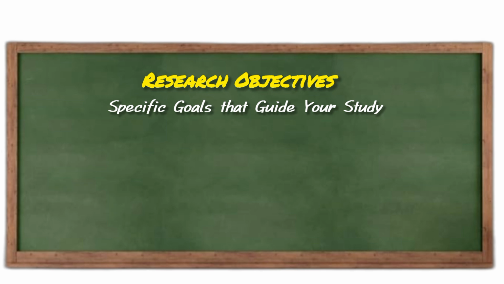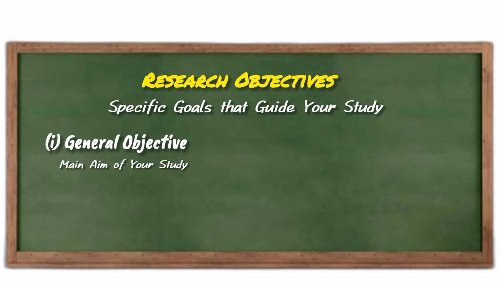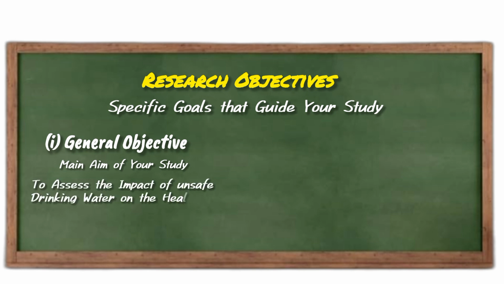We usually divide research objectives into 2 main types. We have a general objective, also known as overall objective. This is the main aim of your study. It is broad and captures what the research is all about. For example, to assess the impact of unsafe drinking water on the health of students at the Copperbelt University.